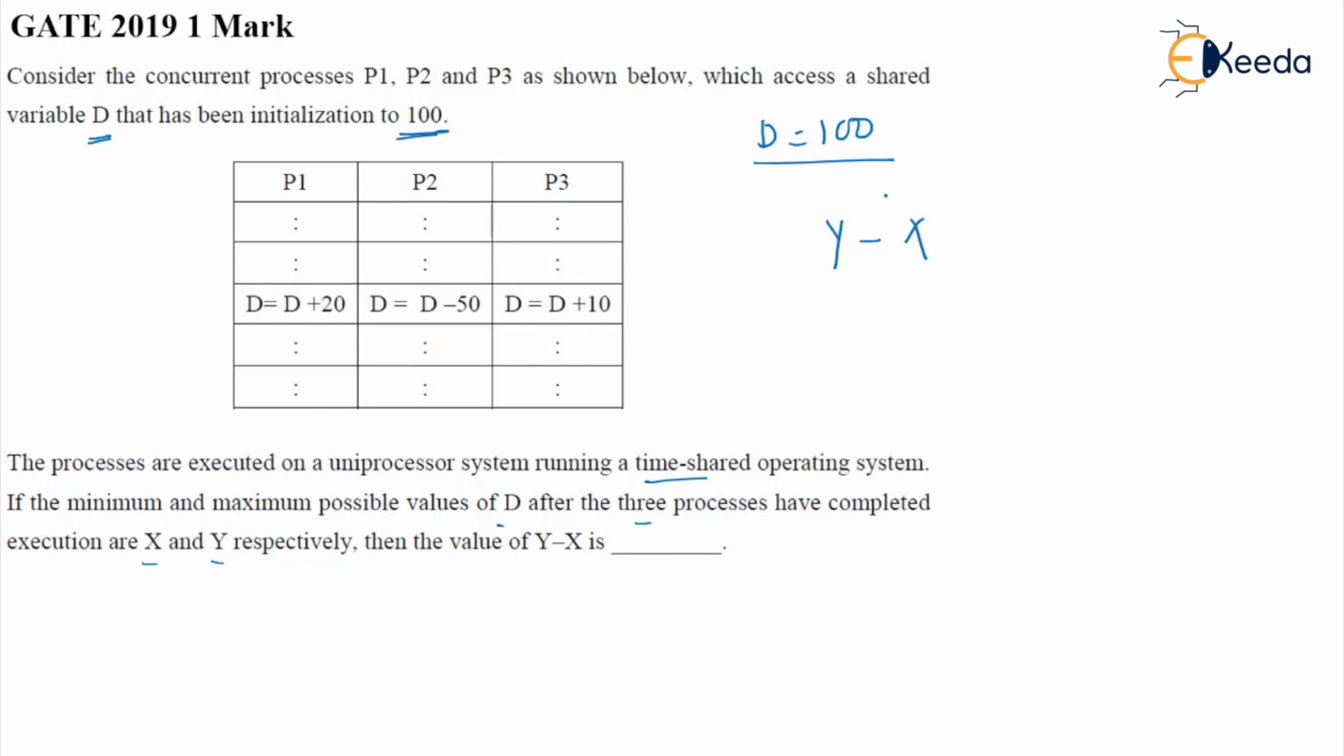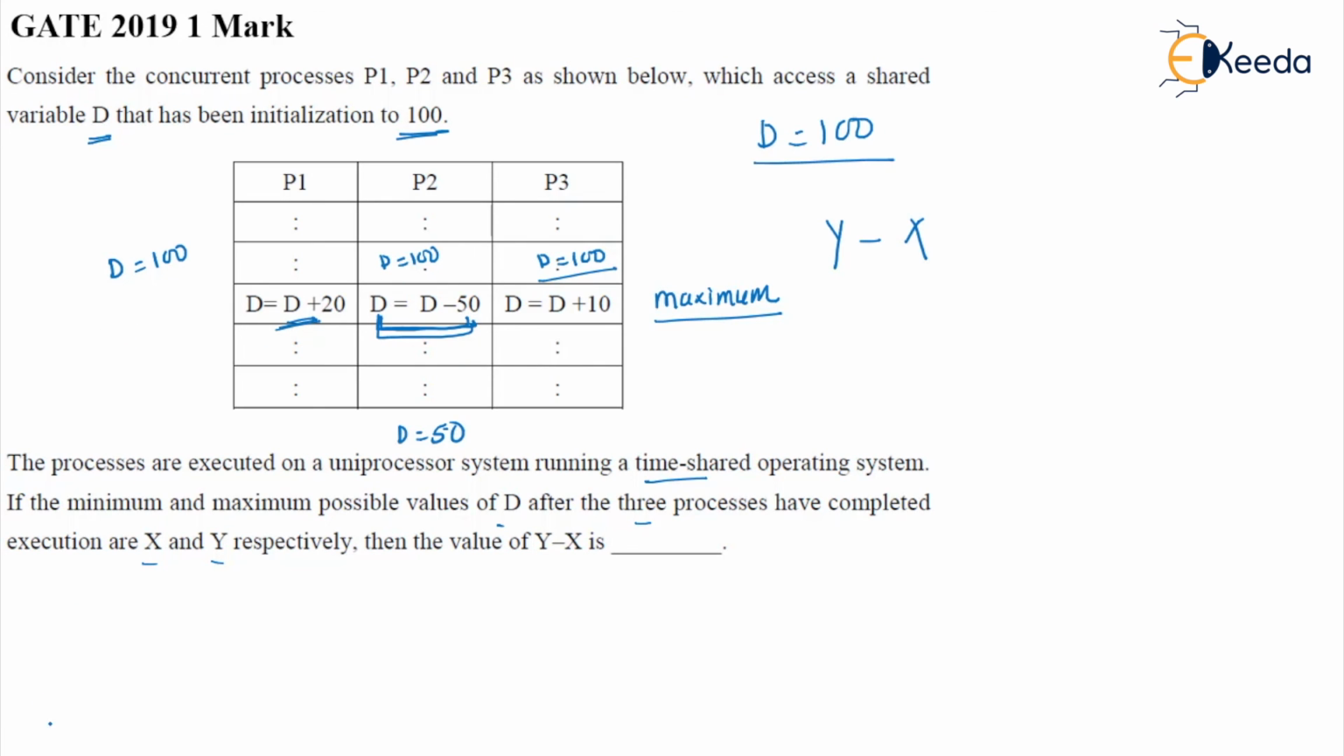So in which case will the maximum value be possible? Maximum value will be possible if an update is lost. Concurrently it is possible. Suppose all the processes read D is equal to 100, this also reads D is equal to 100, and this also reads D is equal to 100. Then this is the first one, when D is equal to D minus 50 and D is updated to 50, suppose this process completed.